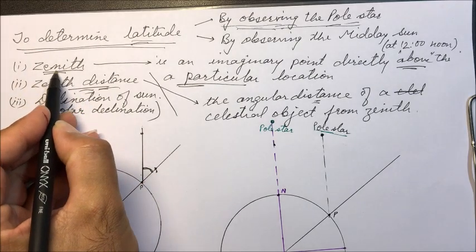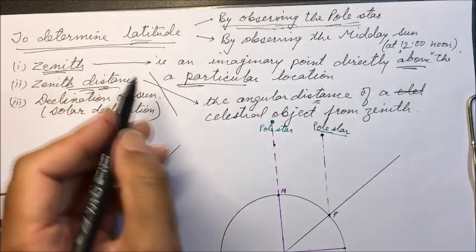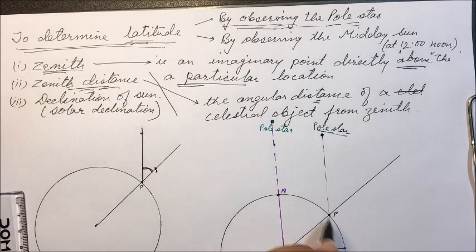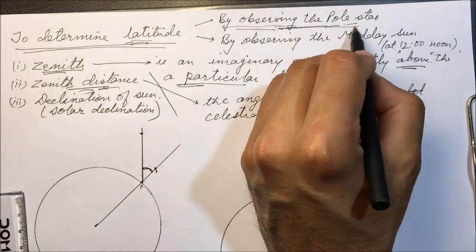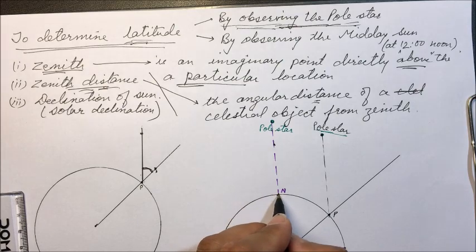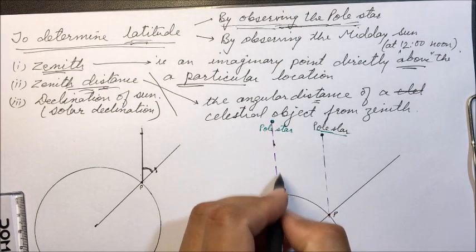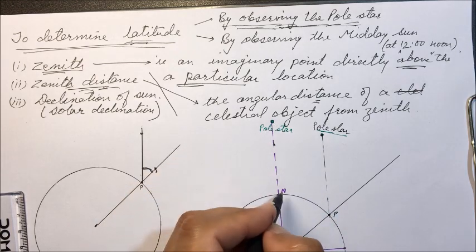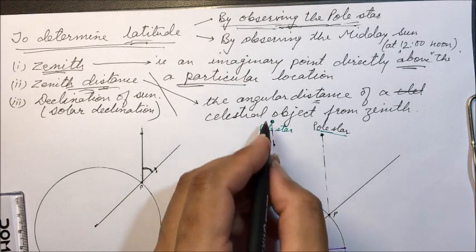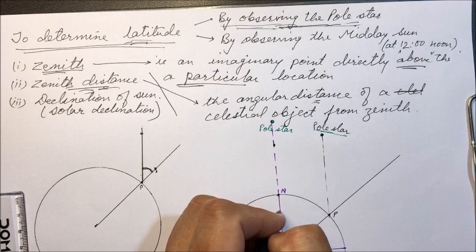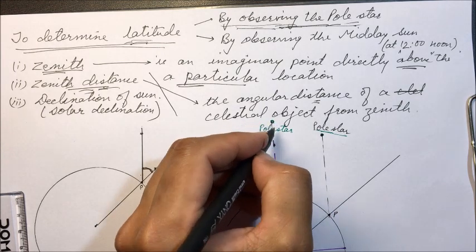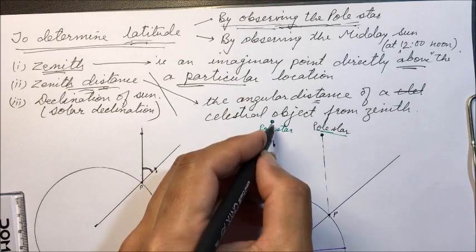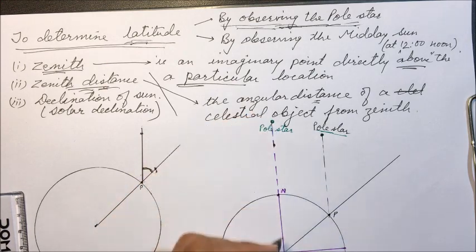As of now, we have discussed zenith and zenith distance. So now we will be determining the latitude of any particular location on the Earth's surface by observing the pole star. So for example, you are standing at the North Pole and you are observing the pole star. So it is overhead, it is vertically above us, and the zenith point as well lies on the same line. If we join this line from the pole star to the center of the Earth, this will be the zenith point and the pole star. They will lie in the same line.